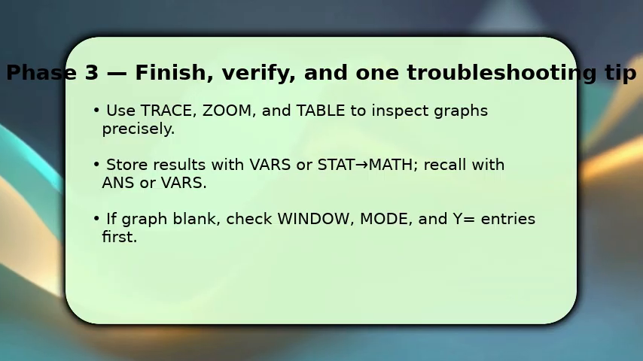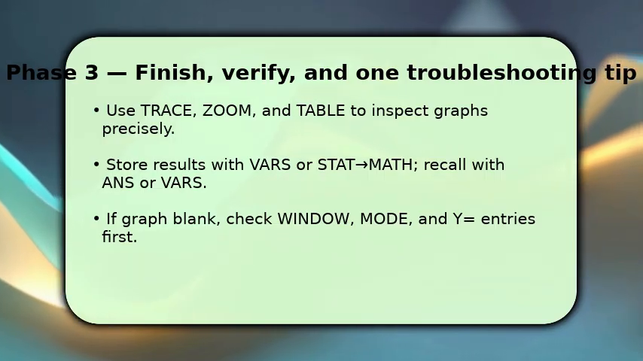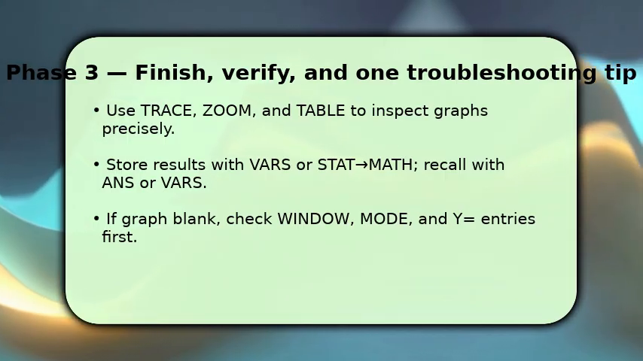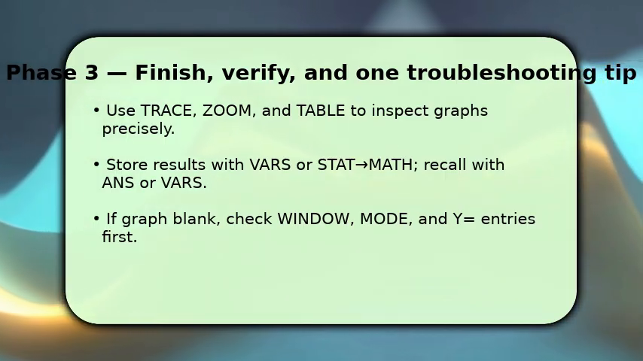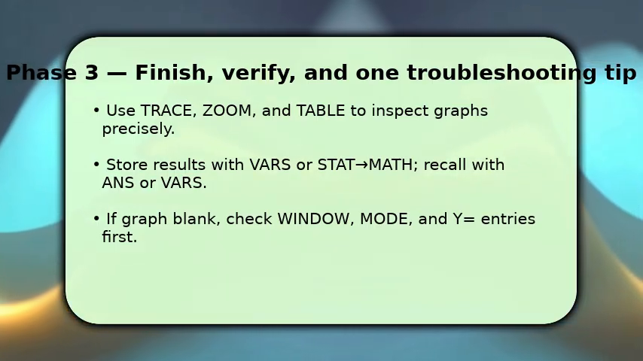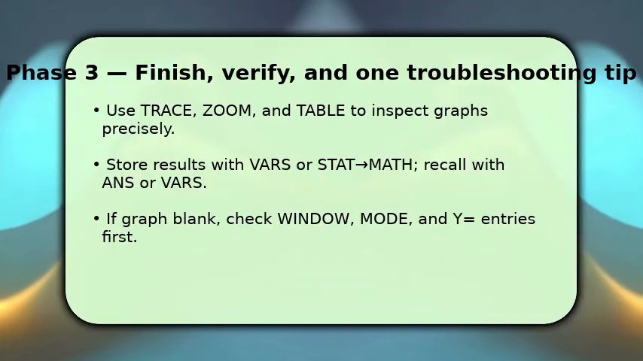If something fails, first recheck window bounds, mode COMP/STAT, and Y= entries. Often a disabled Y= or wrong mode causes blank graphs. Finally, if persistent errors occur, reset the memory selectively to preserve important data.